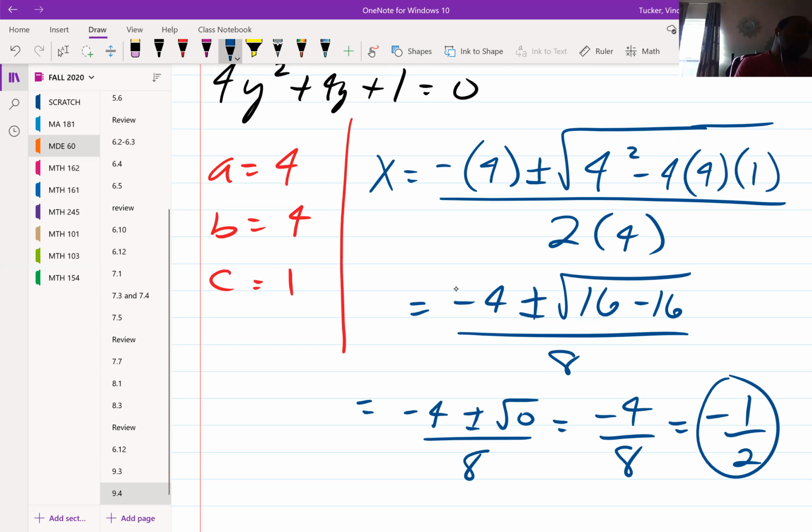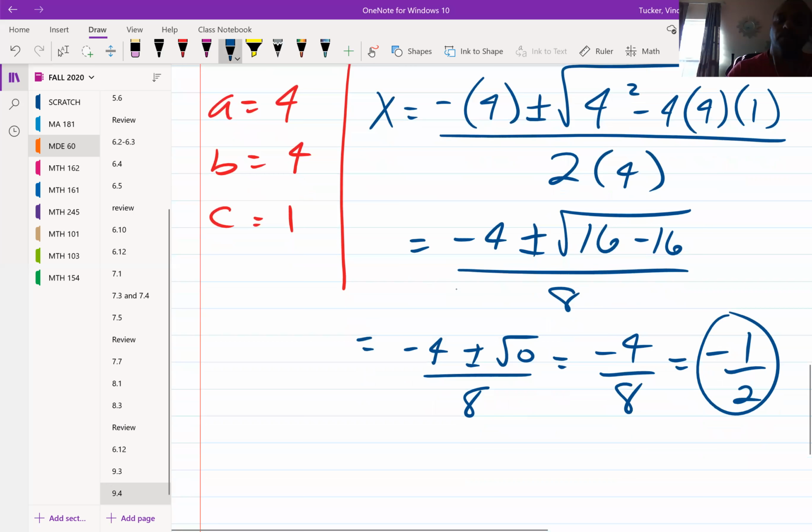Trying to find one that doesn't work out evenly. Let's see how that one works. I think this will do it for us. All right, questions on that one?